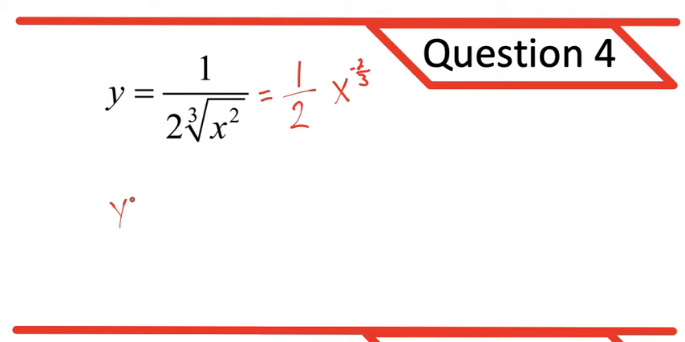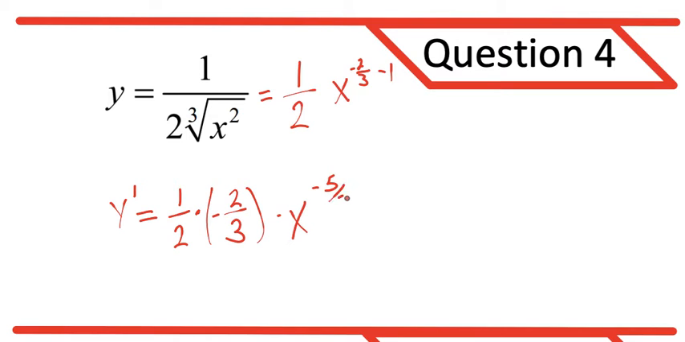So when we take the derivative, same first step, we're going to multiply 1 over 2 times negative 2 over 3. And then we have to subtract 1. This will give us x to the power. Negative 2 over 3 minus 1 is negative 5 over 3. And then finally, when we multiply these two fractions together, 1 times negative 2 is negative 2. 2 times 3 is 6. And it's going to be times x to the power of negative 5 over 3.